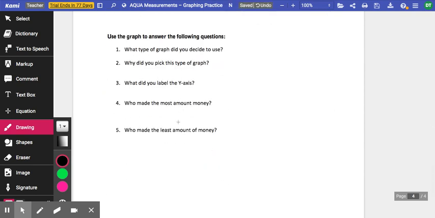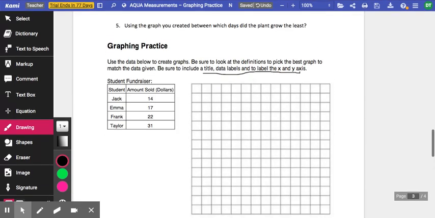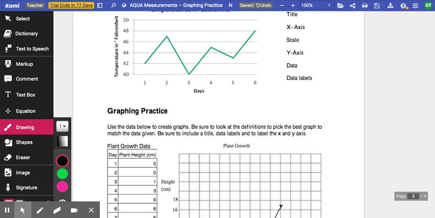Next, you're going to answer the questions for that part of your graph, and then we'll go over it in the meet. So please work today to continue the graphing practice and practice with the 2 following graphs, and I'll see you to go over it this afternoon.